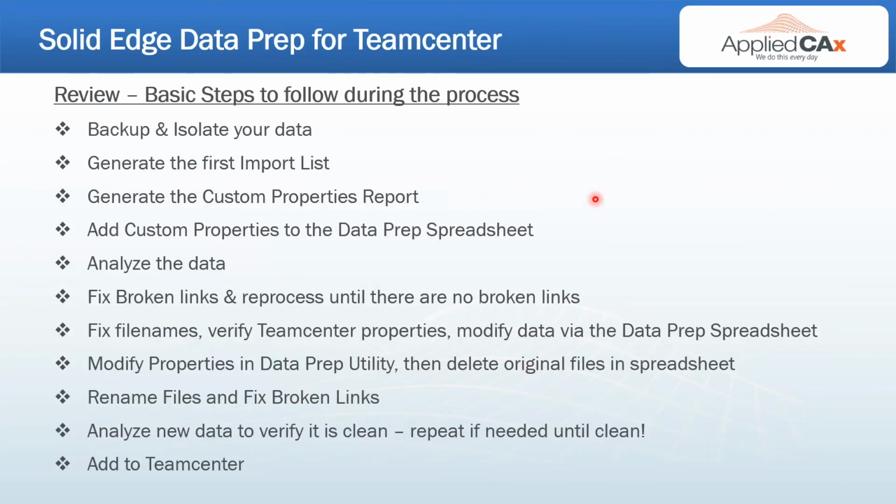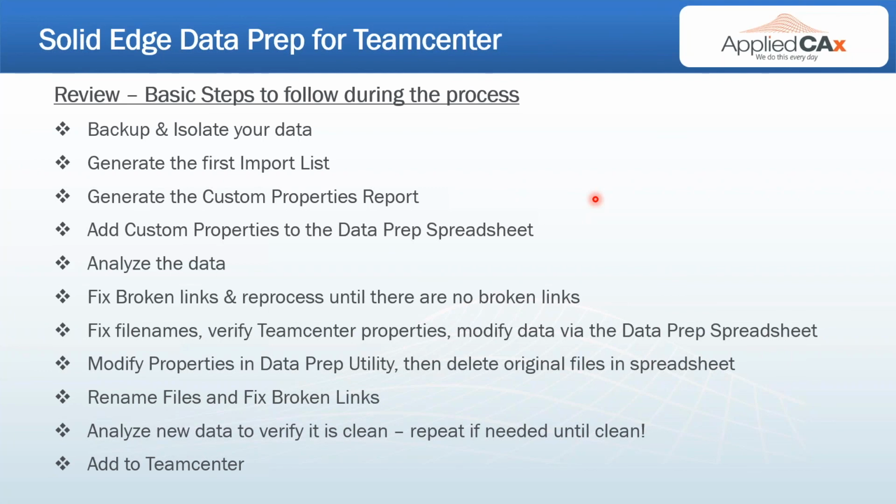And the basic steps that we went through in this process: backup and isolate your data. Generate your first import list, and review that. Generate that custom properties report. Review those properties. What do you see in those files? What do you want to look at in that spreadsheet? Even if you're not going to make those modifications to the file, you can investigate your data this way. Add those custom properties that you want to see into that data prep spreadsheet before you start any analysis on that data.